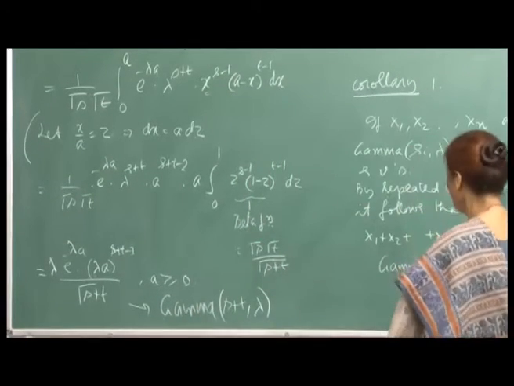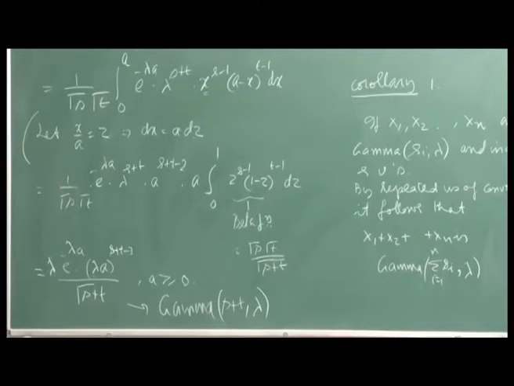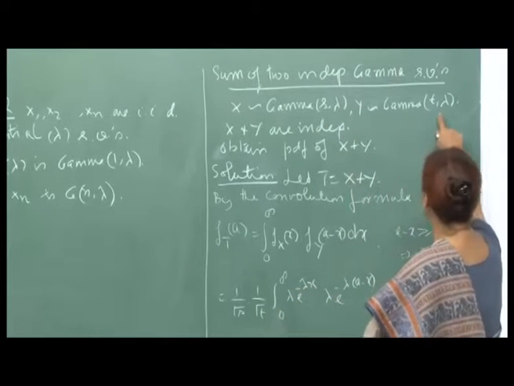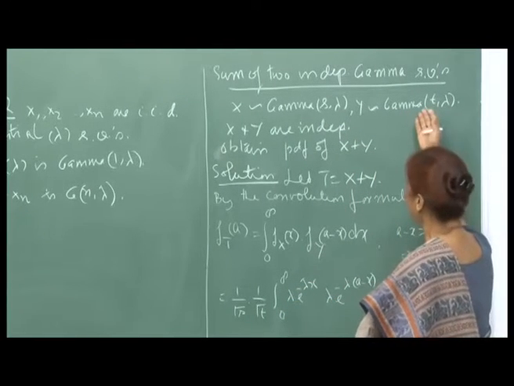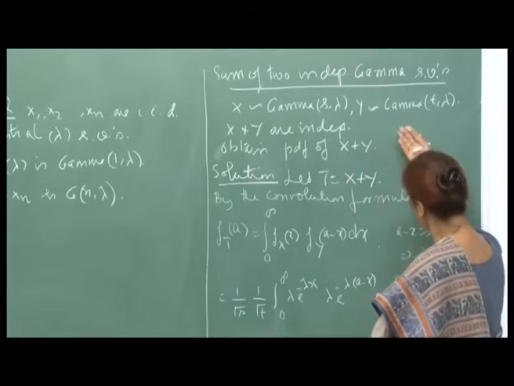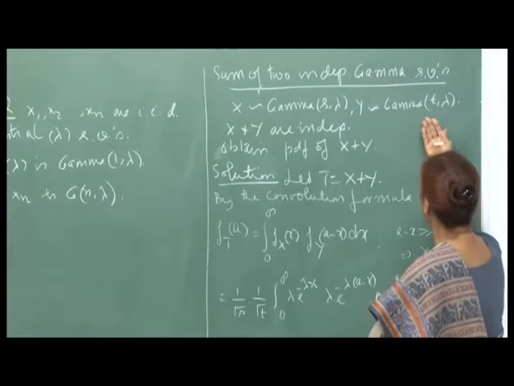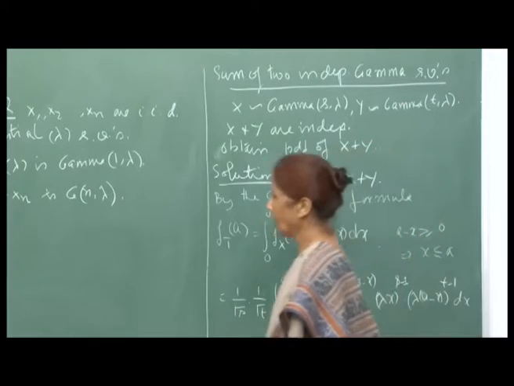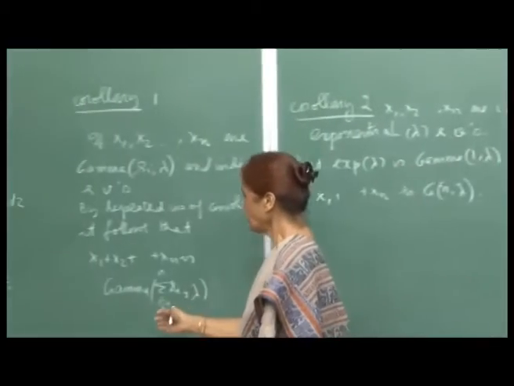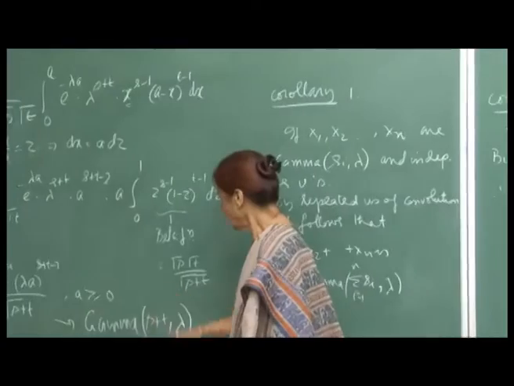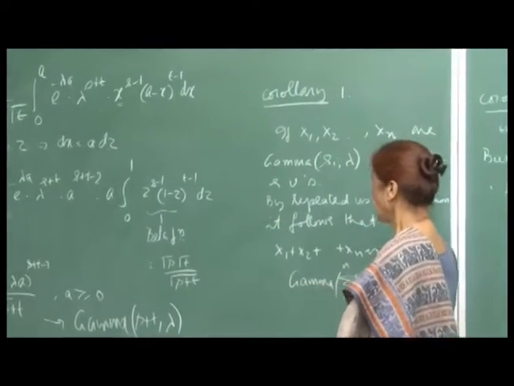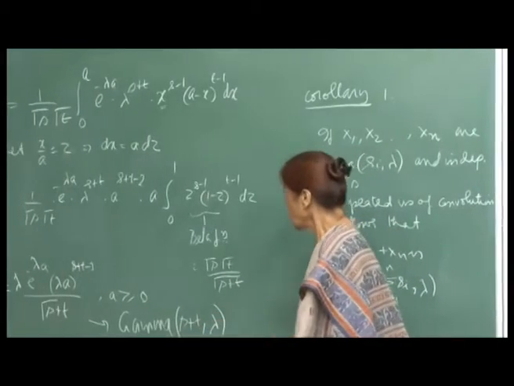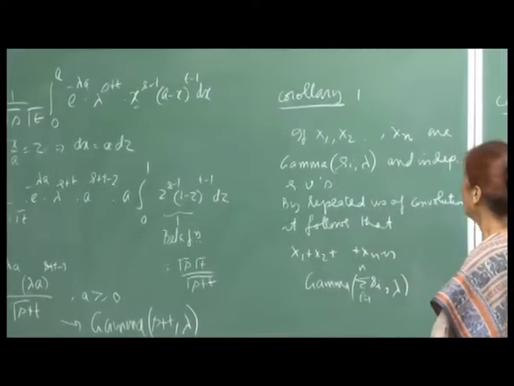So, we have concluded that if you take two independent gamma random variables, x is gamma s lambda and y is gamma t lambda, and they are independent, then the sum will again have a gamma distribution with parameters s plus t and lambda. So, the same lambda, if the second parameter is the same, then I can go on adding the gamma random variables, and the first parameter gets added. Of course, you are adding independent gamma random variables.